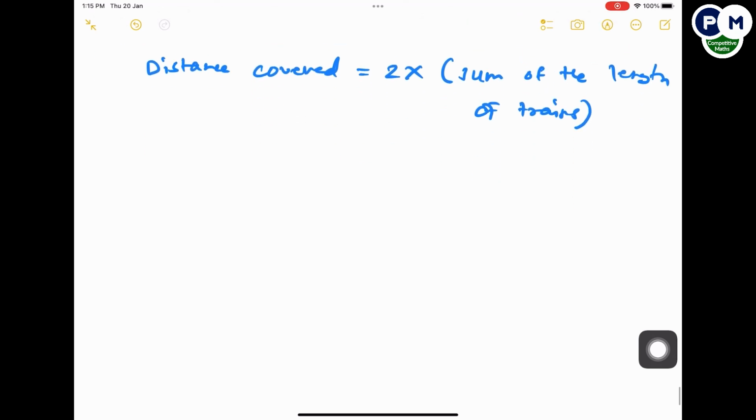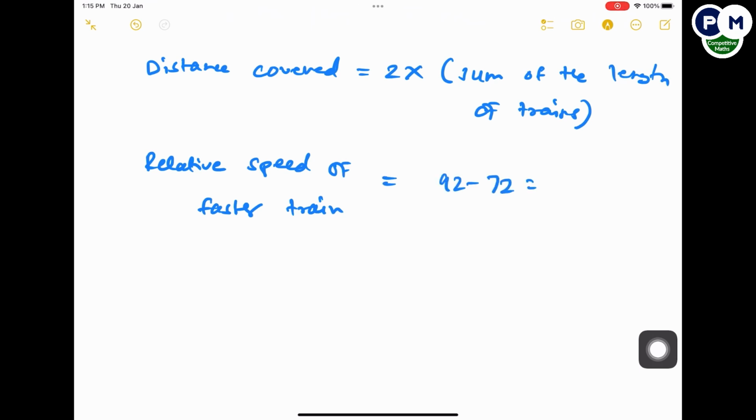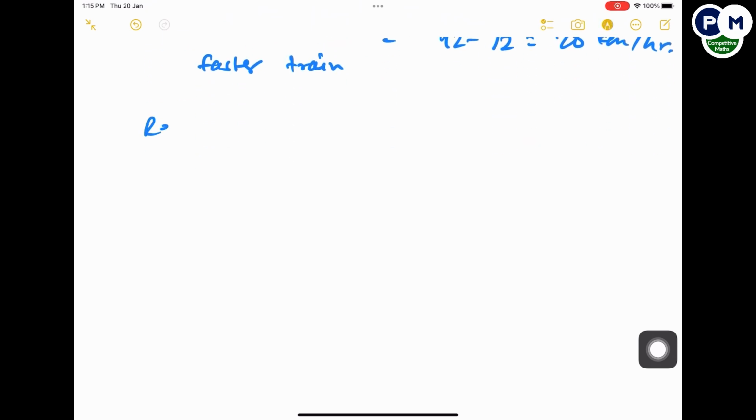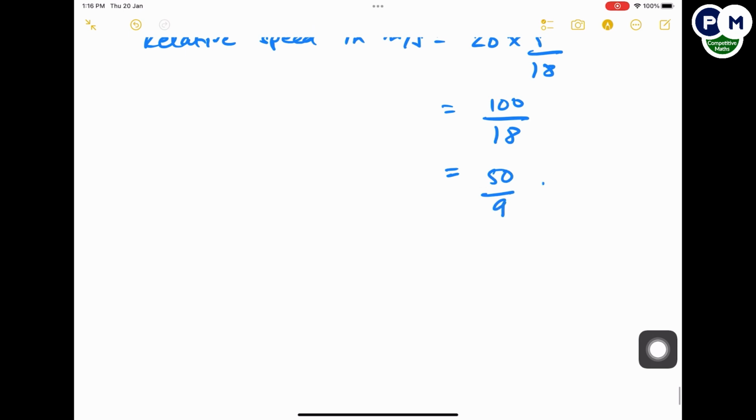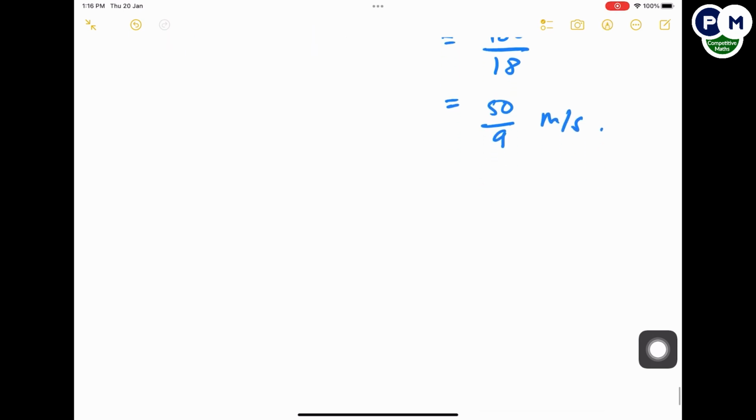Let the length of each train be x. Distance covered equals 2 times x, the sum of the lengths of the trains. Relative speed of the faster train equals 92 minus 72, which is 20 km per hour. Relative speed in meters per second equals 50/9 meters per second. Relative speed equals total distance covered divided by the time taken to cross the slower train. Therefore, the length of each train, x, equals 50 meters.